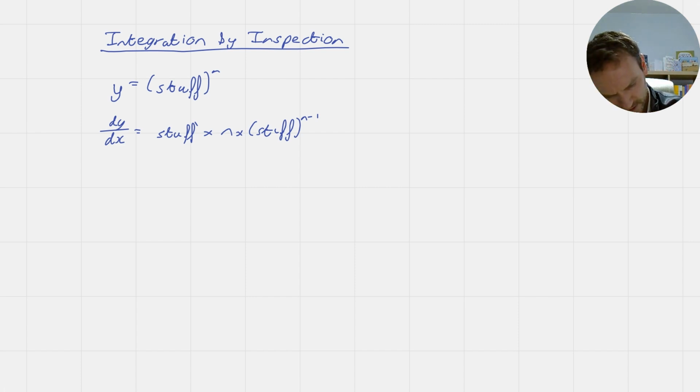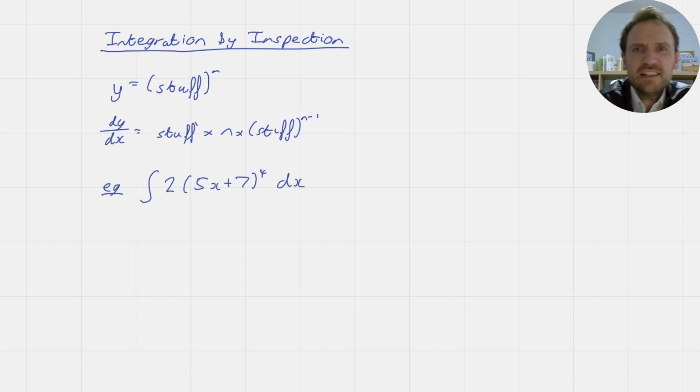So the first example I'm going to look at here is what to do if we're asked to integrate 2 brackets 5x plus 7 to the 4. Now, if we're ending up with 5x plus 7 to the 4, well, what power of 5x plus 7 might we have started off with that would give us this? Well, if we've ended up with a power of 4 after we've differentiated, and remember, integration is just reversing differentiation, we'd have to start with something to the power of 5.